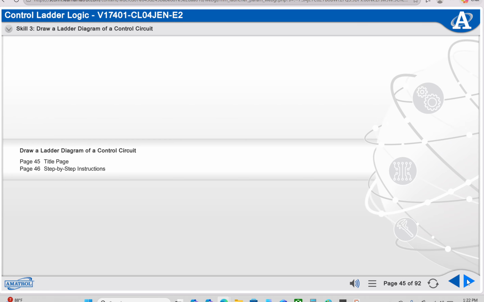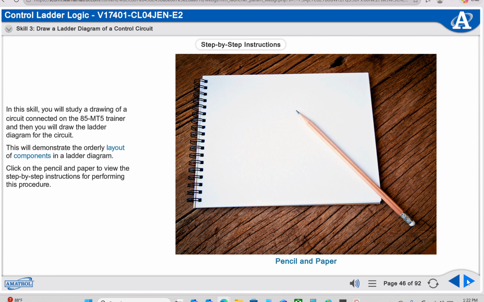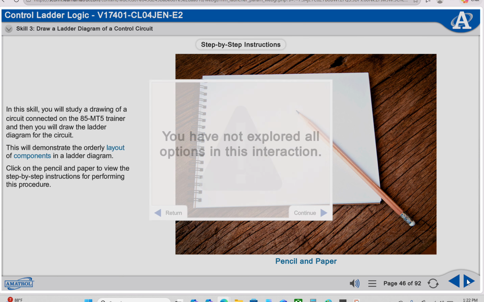Draw a ladder diagram of a control circuit. In this skill, you will study a drawing of a circuit connected on the 85 MT5 trainer, and then you will draw the ladder diagram for the circuit. This will demonstrate the orderly layout of components in a ladder diagram. Click on the pencil and paper to view this.